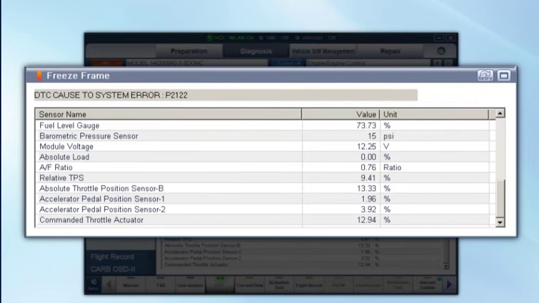Specific engine parameters that are recorded include engine load, engine RPM, fuel trim value, fuel pressure if available, vehicle speed if available, engine coolant temperature, airflow, intake manifold pressure if available, open or closed loop status, and fault code.